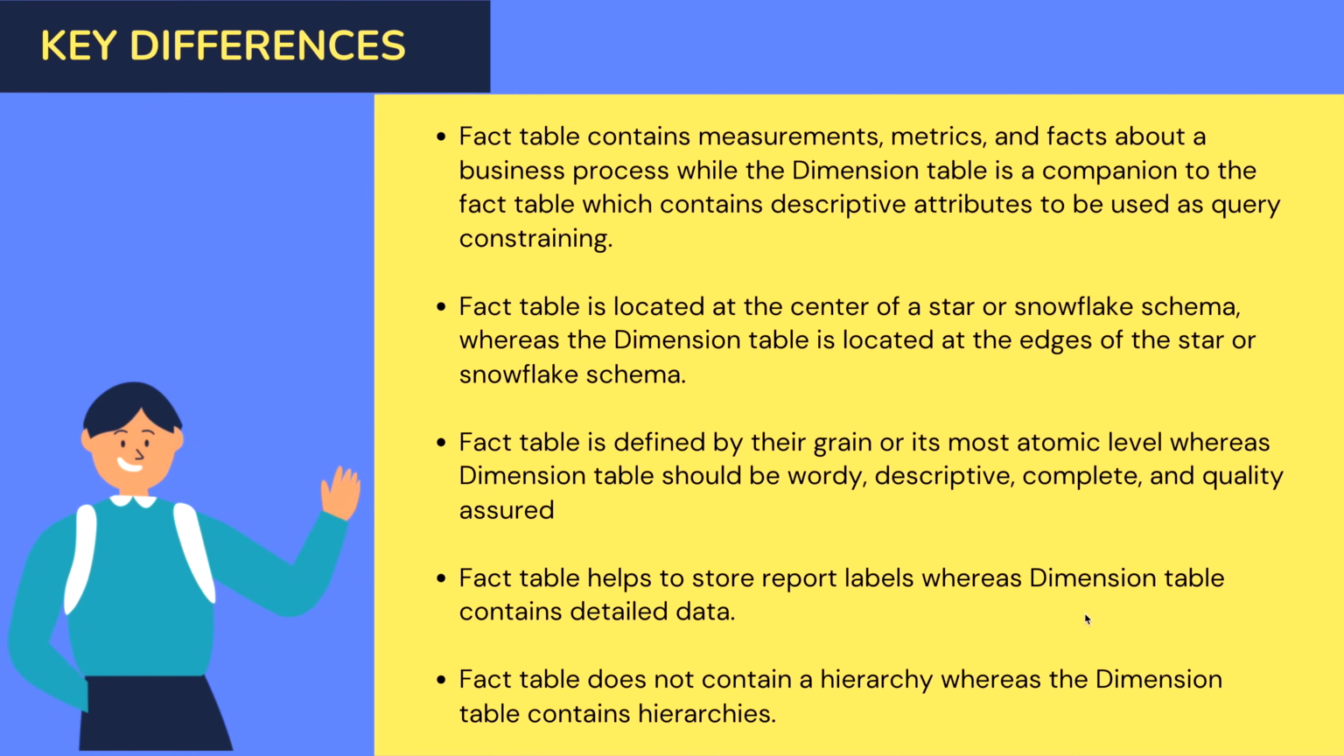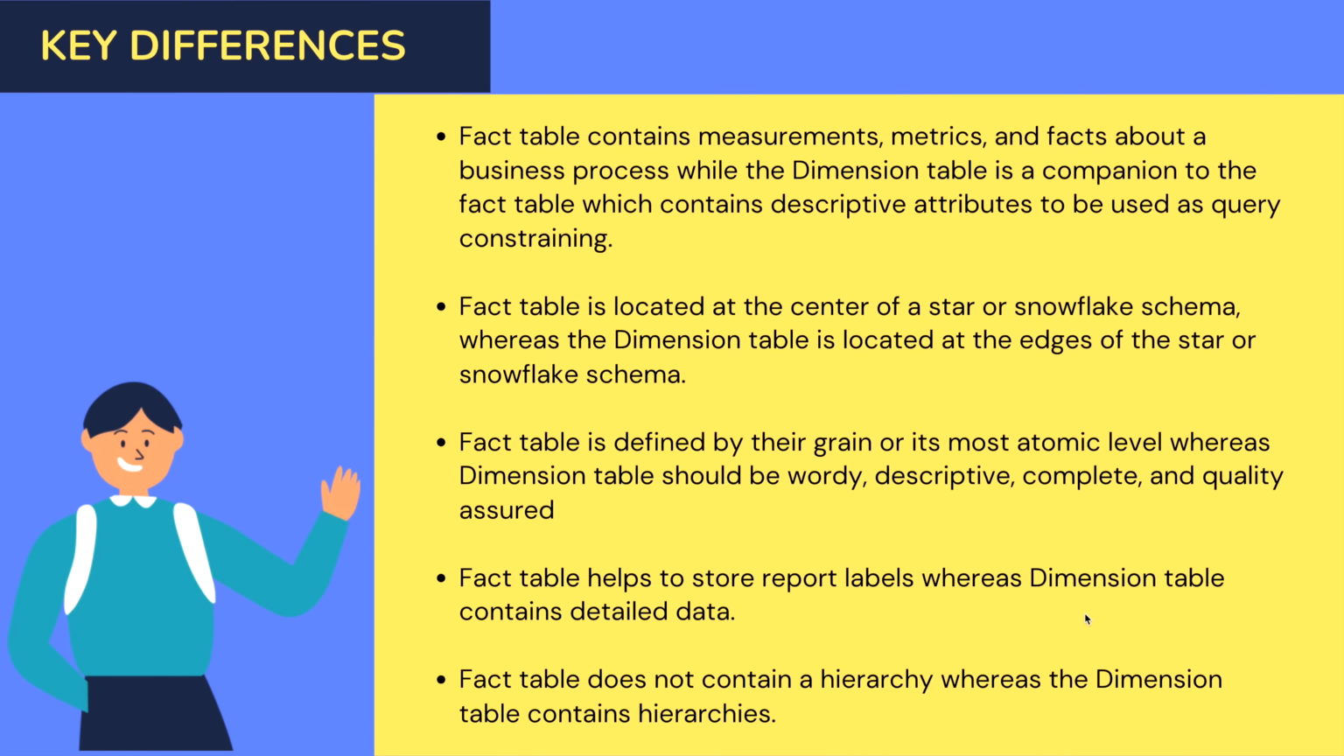Now let's discuss some of the key differences between a fact and a dimension table. The fact table contains measurements, metrics, and facts about a business process, while the dimension table is a companion to the fact table, which contains descriptive attributes to be used as query constraining. The fact table is located at the center of a star or snowflake schema, whereas the dimension table is located at the edges of the star or snowflake schema. So what is a star schema, or what is a snowflake schema, or what is a galaxy schema? Everything we are going to discuss in our upcoming videos.